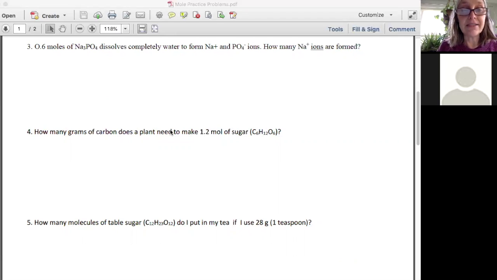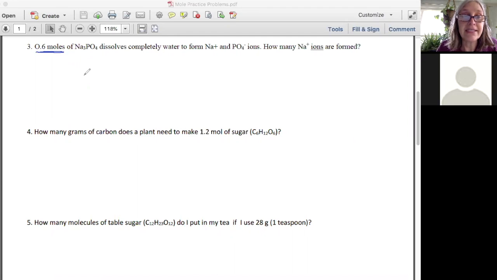But this one is soluble in water, so it can separate into 2 different ions. So how many sodium ions are formed? All right, and for this one, I have to go back to my drawing tool here. With moles, the tricky part about mole problems is that the mole is so powerful. There are so many different kinds of calculations you can do with it.